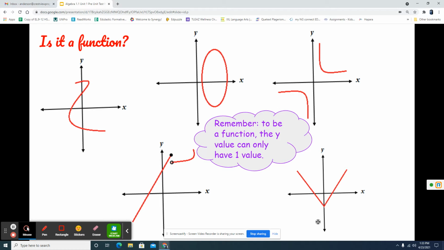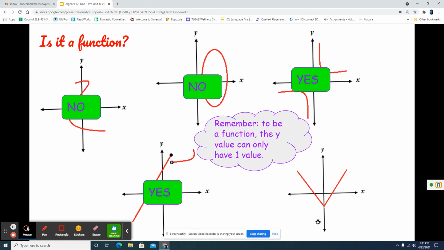Is this a function? Squiggly line? Not a function. Circle? Not a function. The L shapes? Yes, those are functions. The straight line? Yes, it's a function. And the V shape? Yes, that is a function.